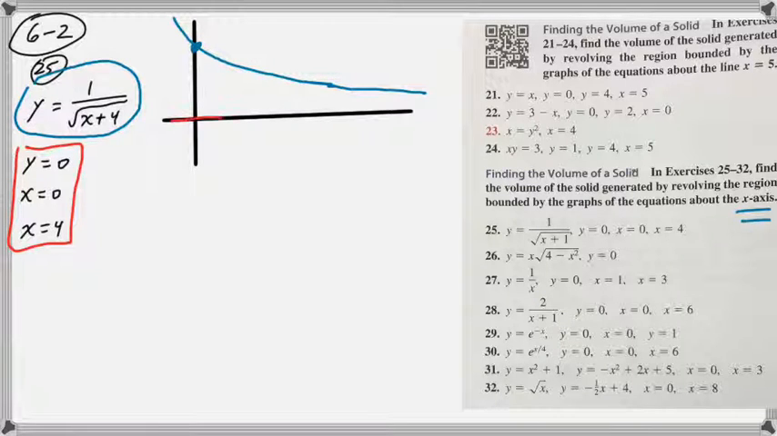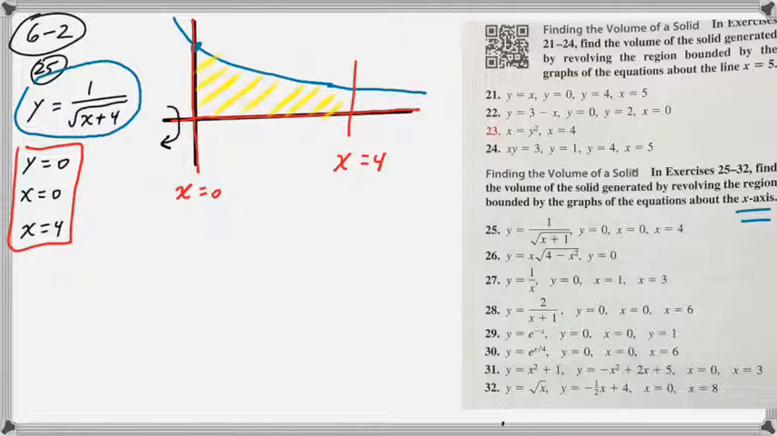Y equals 0 is the x-axis. X equals 0 and x equals 4. Please identify the region bounded. I would like to take that region and revolve it around the x-axis to make a three-dimensional solid. It comes out of the screen and then back in behind the screen.